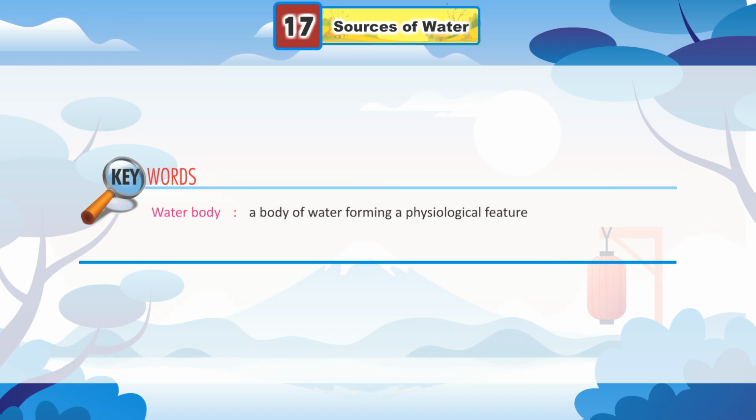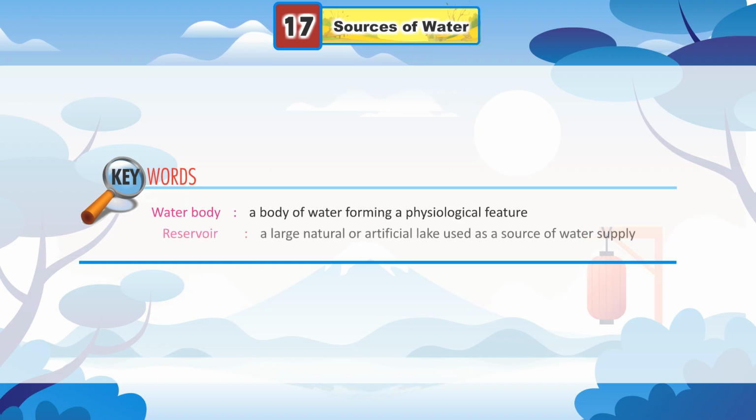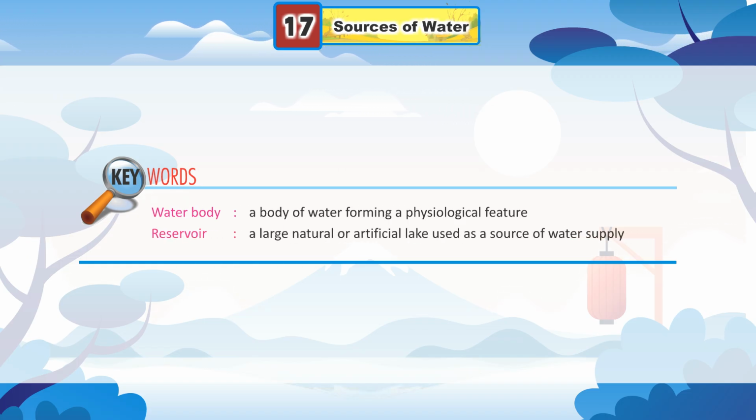Keywords. Water body, a body of water forming a physiological feature. Reservoir, a large natural or artificial lake used as a source of water supply.